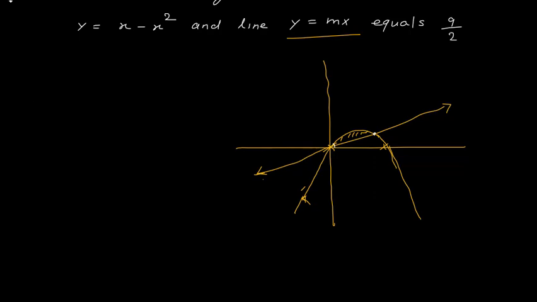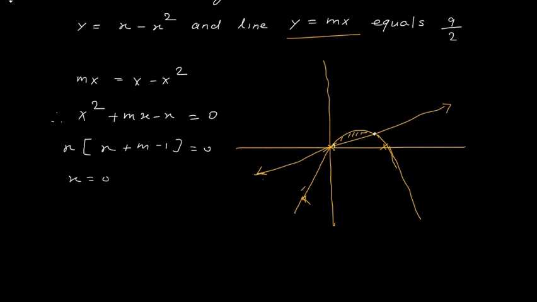So, we put mx equals x minus x square. Therefore, I get x square plus mx minus x equals 0. From here you can take x as common. So, you have x times (x plus m minus 1) equals 0. This gives you x equals 0 or x equals 1 minus m.